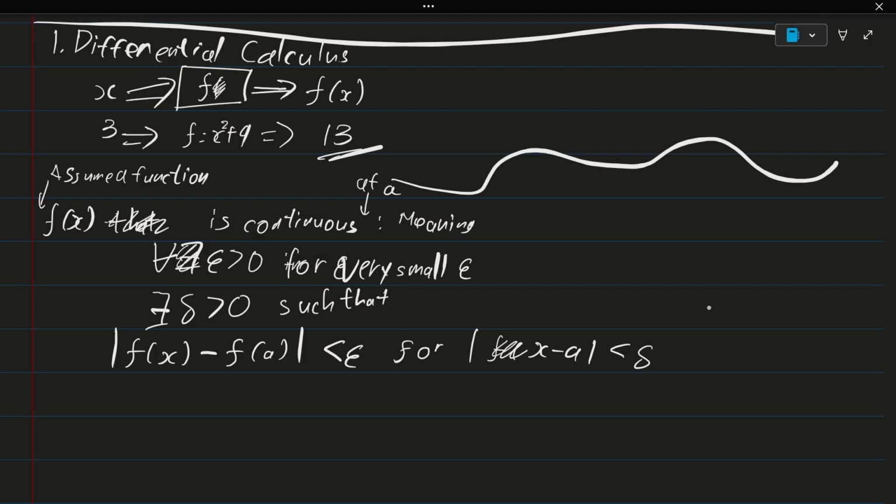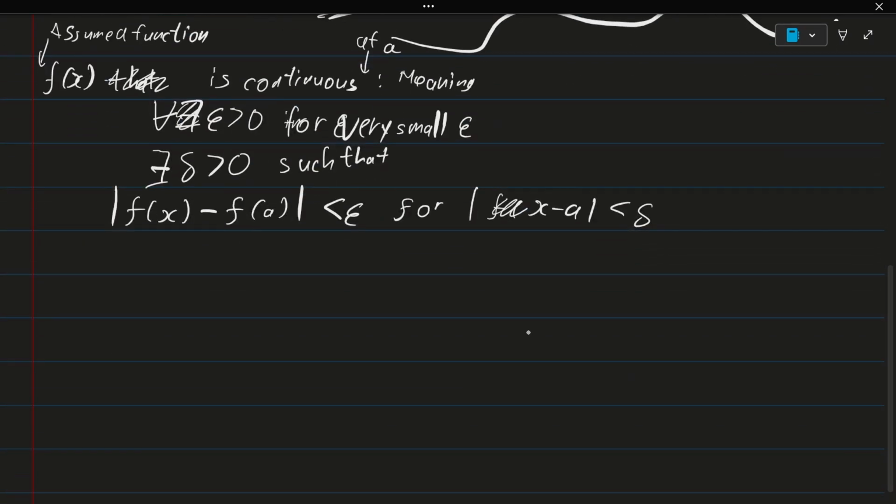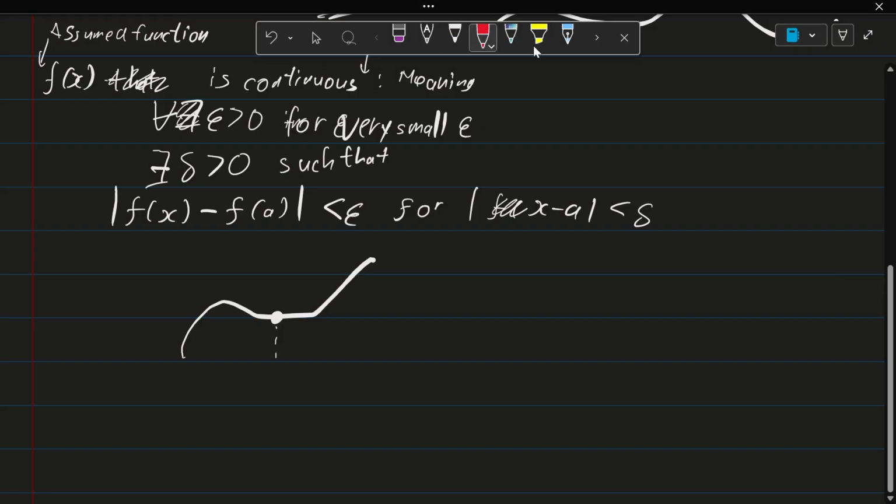Let's think of something like this. Let's say I have a continuous function, something like that. And let's say I have this point a. Okay, let me use a different color. Let's say this point here is a, and the value is f(a).